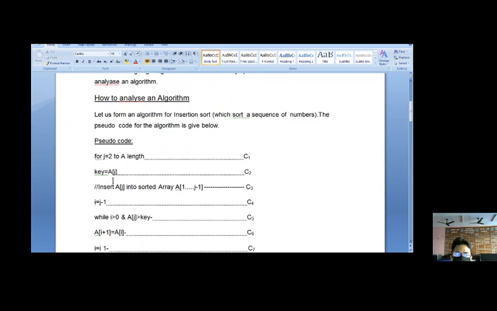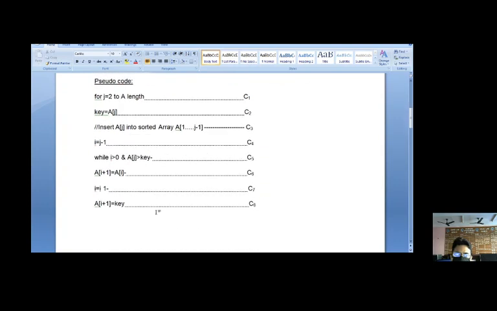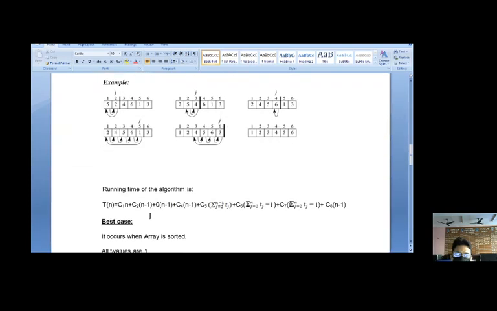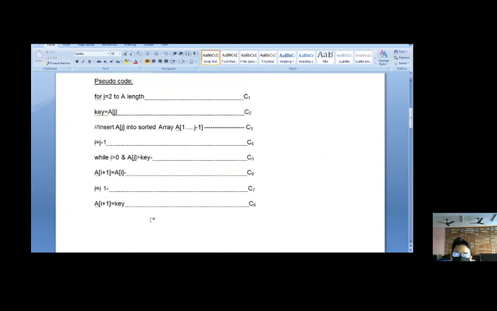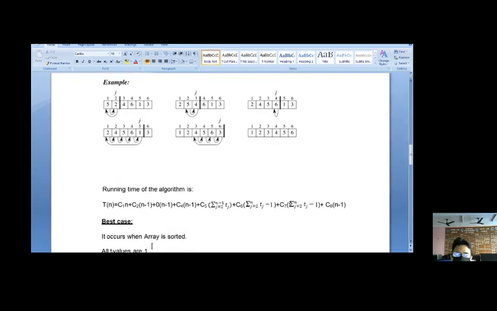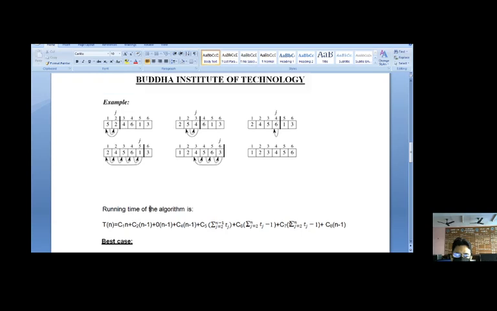Second step will run from 2 to length of the array. Key element is initialized from the element number 2 to the length of array. So it is C2 into n minus 1. For a single item, it is not considered as a key. This procedure is started from 2 to n, the length of the array. So second step is run for n minus 1 times, so the cost of the single term into n minus 1 times.